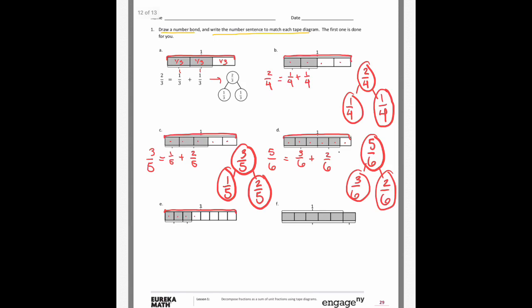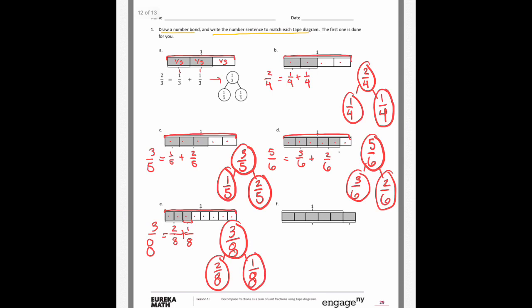Okay, on E, we're going to count our parts. Looks like we have eighths here, and so you have 2 eighths that are grouped together, and this one little group, that's 1/8. So when I add my 2 eighths and my 1/8, I'll get 3 eighths total. And when I show that in the number bond, 3 eighths can be broken into a group of 2 eighths and a group of 1/8.